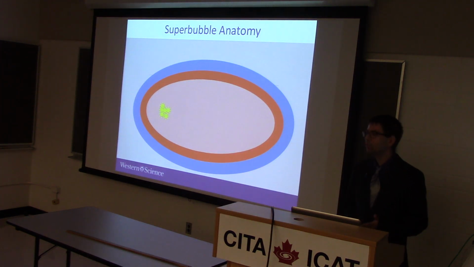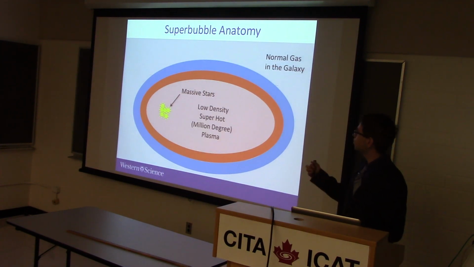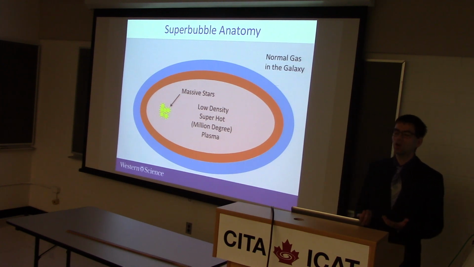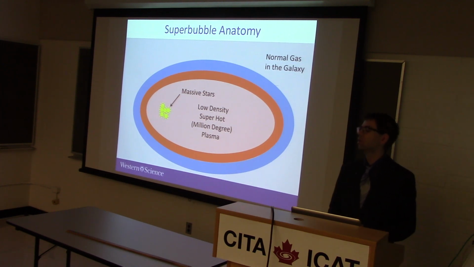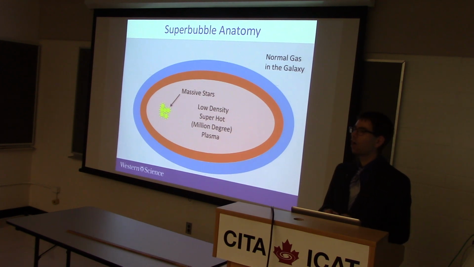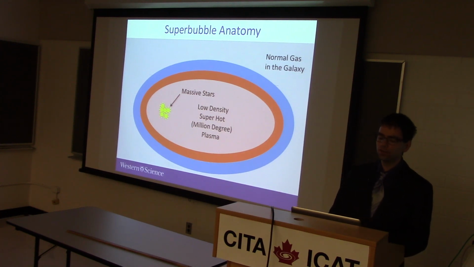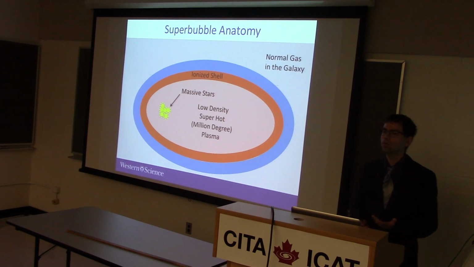So if we look at the anatomy of a superbubble, we've got our massive stars at the center. We have the gas in the galaxy around. And then in the very center of the bubble, we're going to have low density, very hot plasma, million-degree plasma, X-ray emitting gas, very low densities. This high pressure of the interior basically causes the bubble to expand. It sweeps up all of the gas from the interior into a surrounding shell.